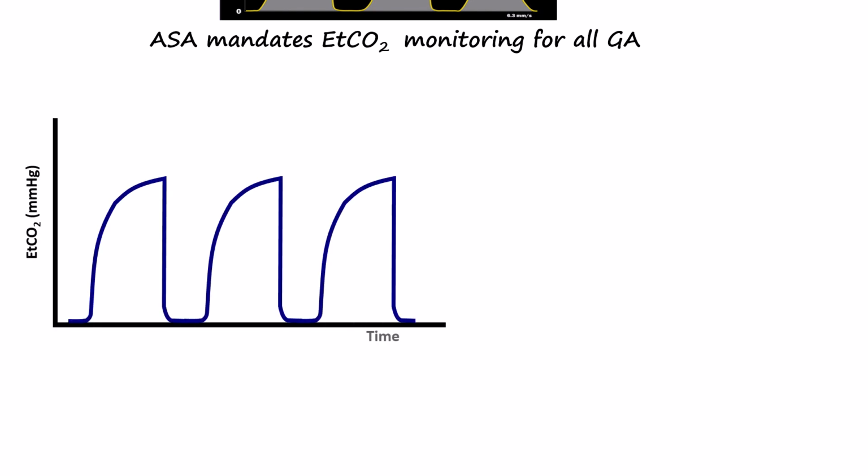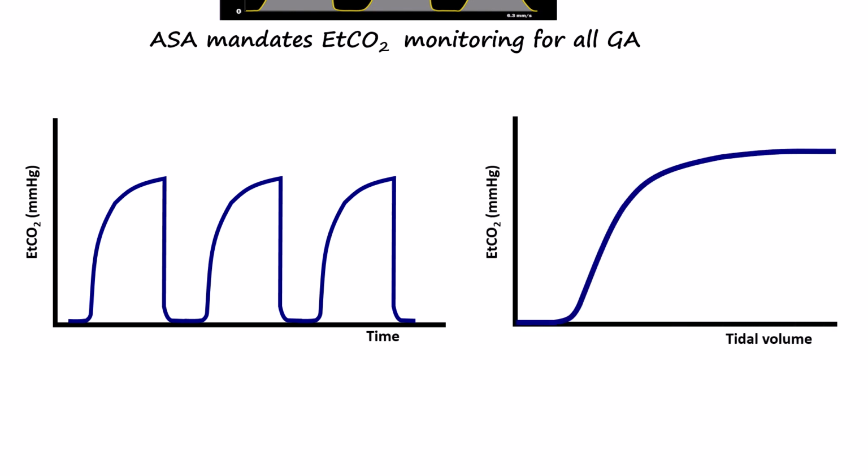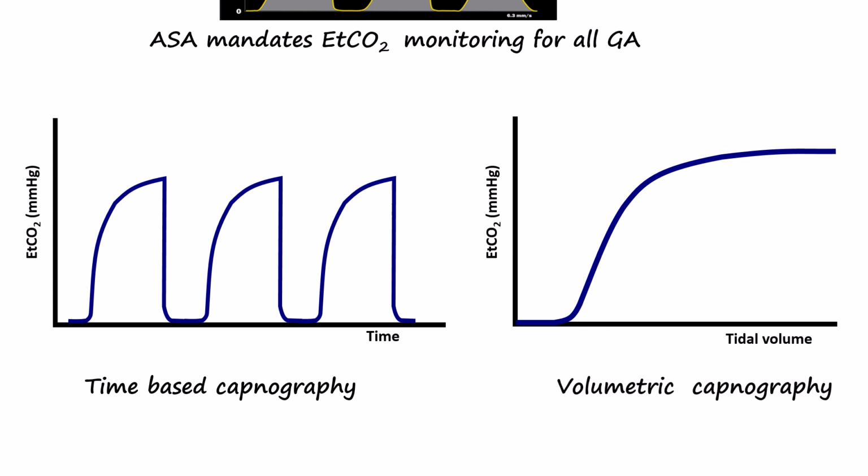So, what exactly is capnography? It is a method that continuously displays the concentration of carbon dioxide in exhaled breath, either plotted against time, which we call time-based capnography, or against the expired tidal volume, which we call volumetric capnography. The visual representation of this data is called a capnogram. We'll dissect these waveforms later in the video.